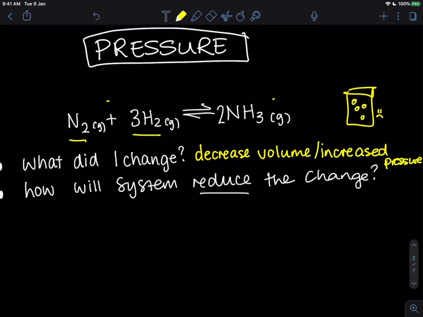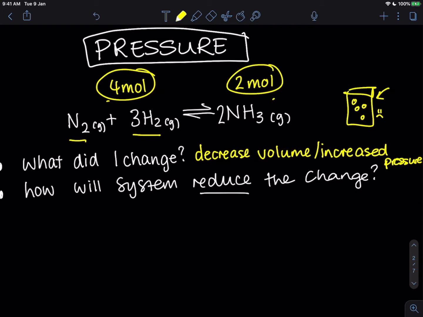And in order to resist the effects of change, or to reduce the effects of the change that I've made, it is going to try and make fewer molecules. So it needs to have less things present in that jar in order to maintain equilibrium. So again, we've got 4 molecules of gas on the left-hand side and 2 molecules of gas on the right-hand side. So the system will shift to the right. It will have the forward reaction in order to turn these 4 moles of gas into 2 moles of gas and effectively halve the number of molecules that are present in that container.